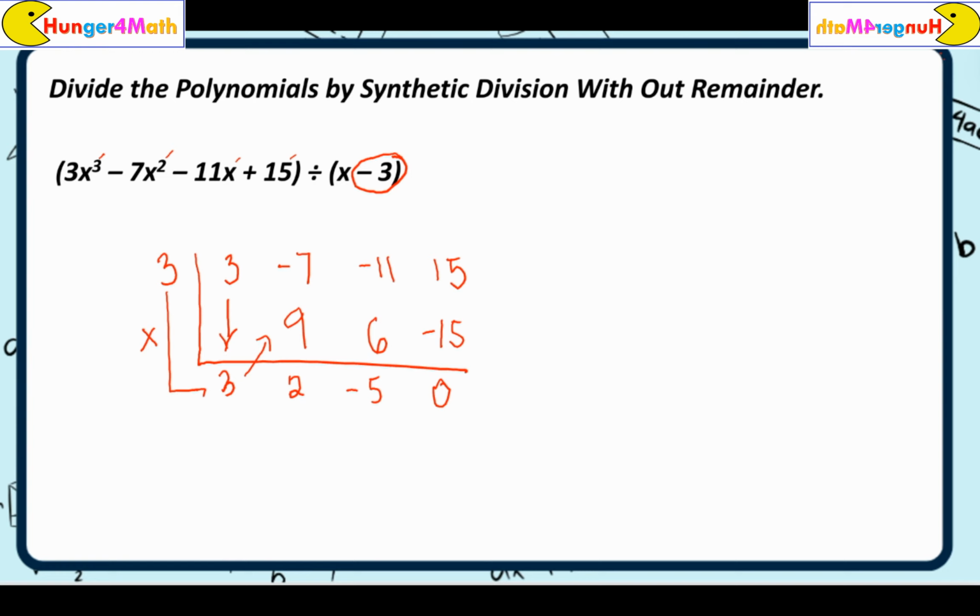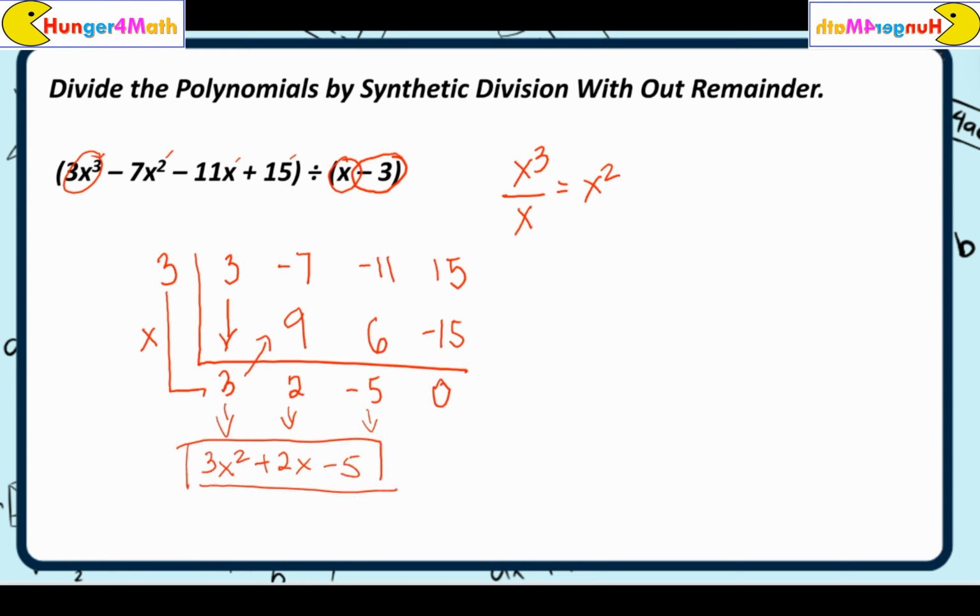Now to rewrite this, so if we're going to divide x cubed divided by x, that is x squared. So our 3 here will become 3x squared. Then the 2 will become plus 2x. The constant will be minus 5. So here's our answer, 3x squared plus 2x minus 5.